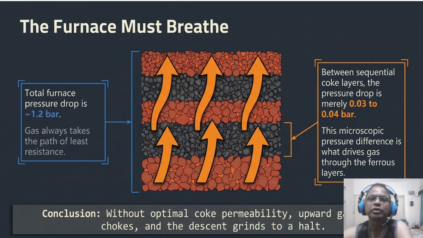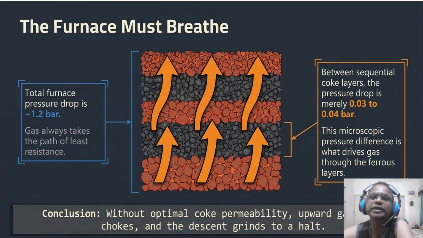The so what here is absolute. If your coke permeability is compromised, that 0.04 bar difference vanishes. Gas flow chokes and your buoyant descent grinds to a halt. We rely on the coke to be the breathing room for the entire operation. Without a stable voidage, you lose control of your kinetics, and your fuel rate will skyrocket as you fight to keep the furnace moving. But how do we actually measure that breathing room?